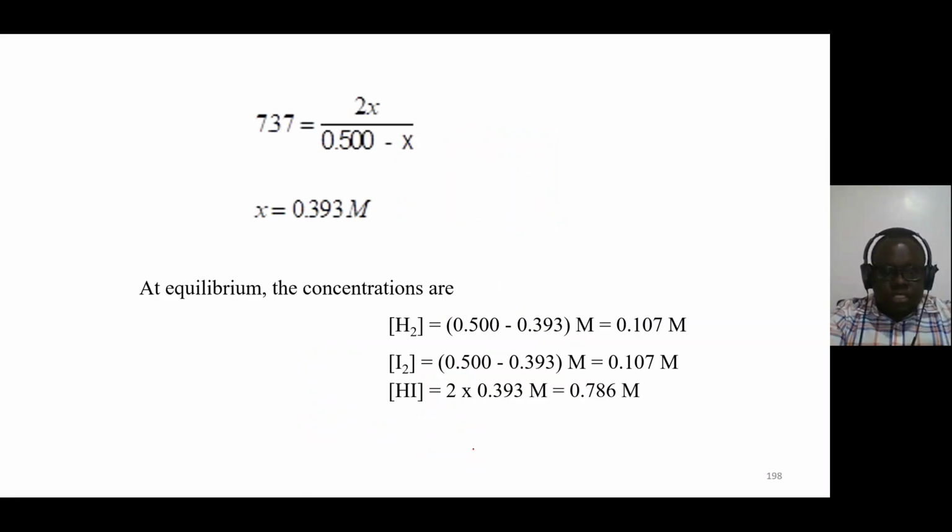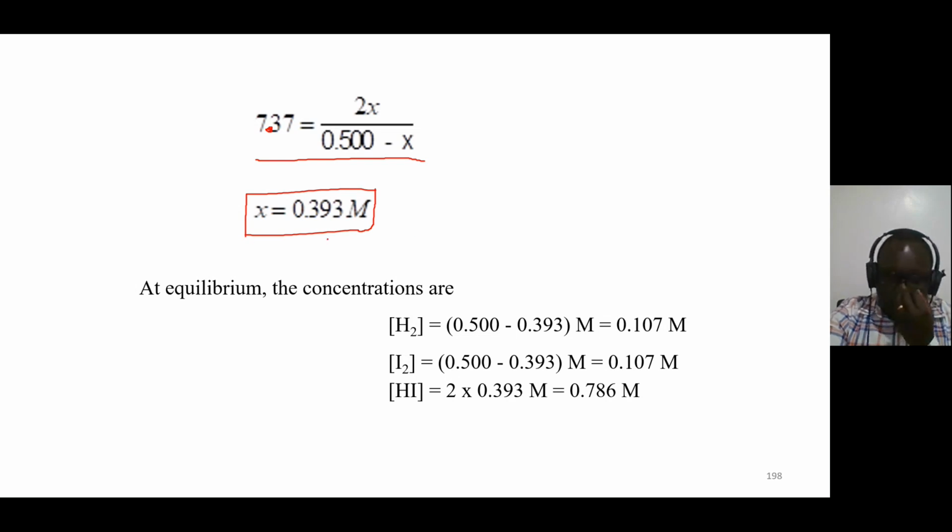So if we do that, I think this is 7.37, okay, equals 2X divided by 0.5 minus X. So again here, if you take time to calculate this, you should find that the value of X is 0.393 molar.